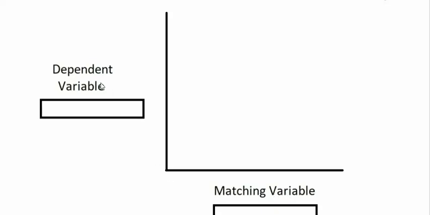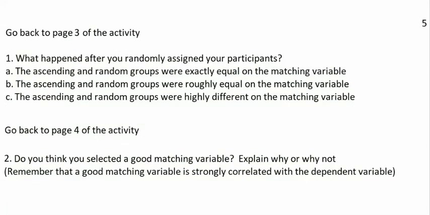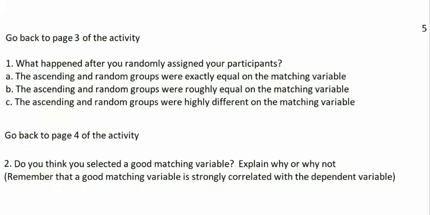But if the line is flat and the people who were tired are doing just as well as the people who are well rested, then that means, well, who cares if the two groups were equal in sleep, because the tired people are doing just as well. And in that situation, you would say, I didn't pick a good matching variable. I picked an irrelevant matching variable, and I should have picked something more relevant, basically. That's the idea. So after you do that scatter plot, do the follow-up questions.